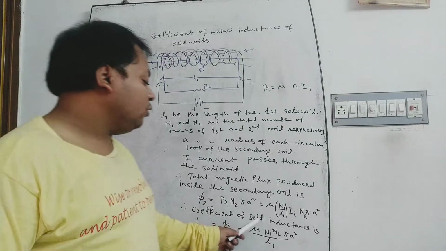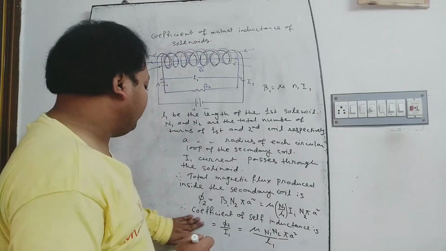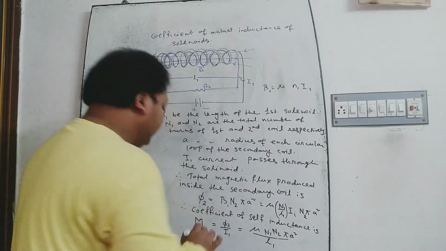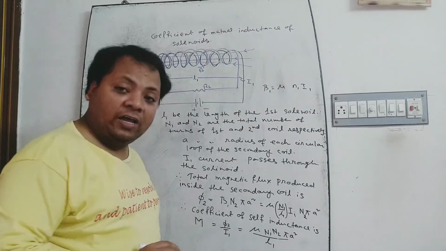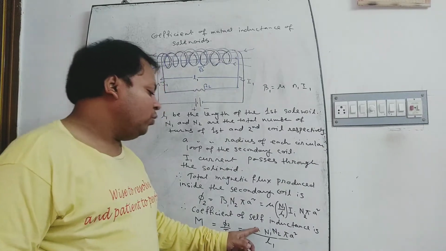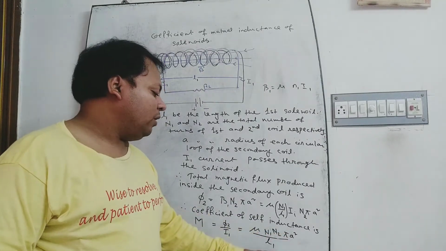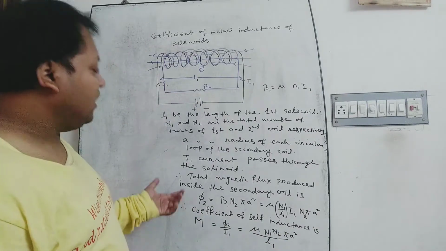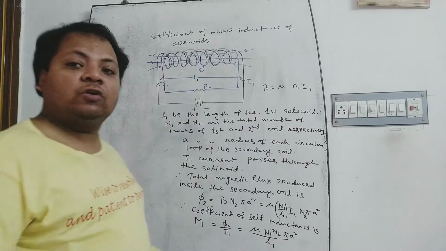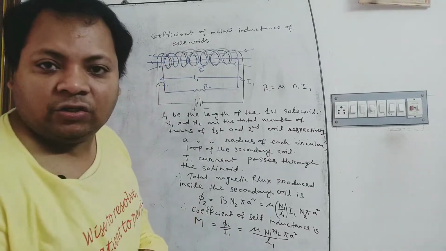Therefore, the coefficient of mutual inductance of two solenoids is M equals phi 2 by I1. This is equal to mu N1 N2 pi a squared by l1. This is the expression of the mutual inductance of two solenoids.